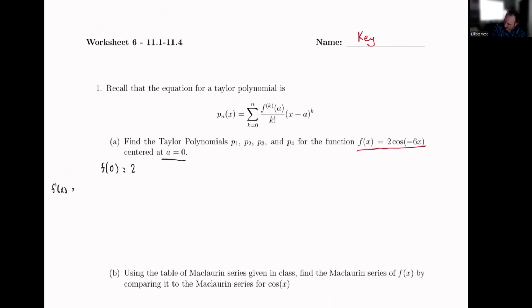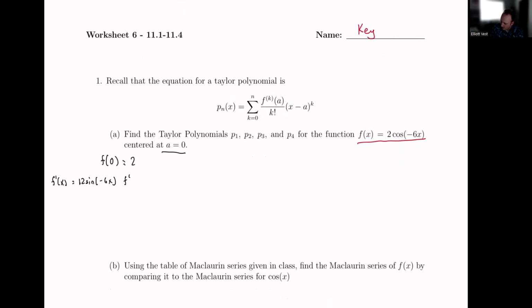F prime of x is equal to what? Positive 12 sine of negative 6x, right? Because this derivative is 2 times negative sine of negative 6x times negative 6, so that is positive 12. But f prime of 0 equals 0. F double prime of x is equal to negative 72 cosine of negative 6x. That negative comes from the chain rule, not from the derivative of sine, right?